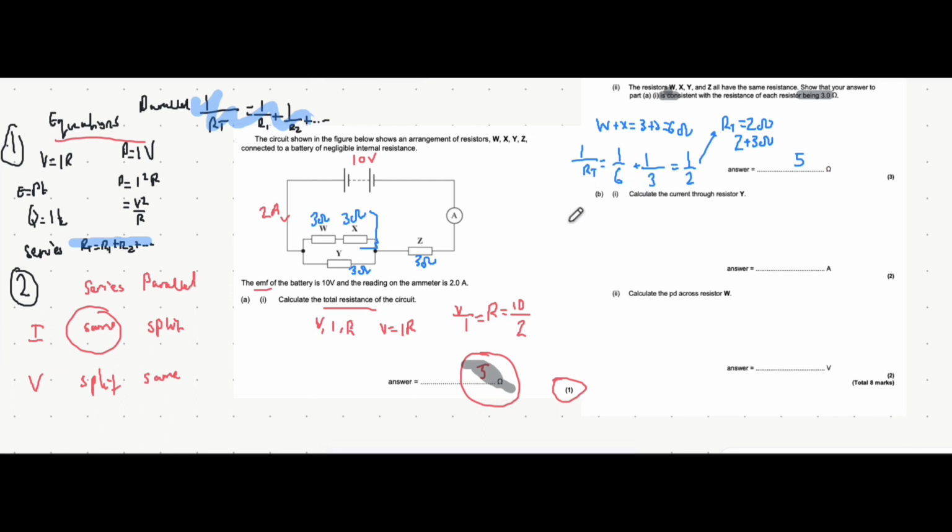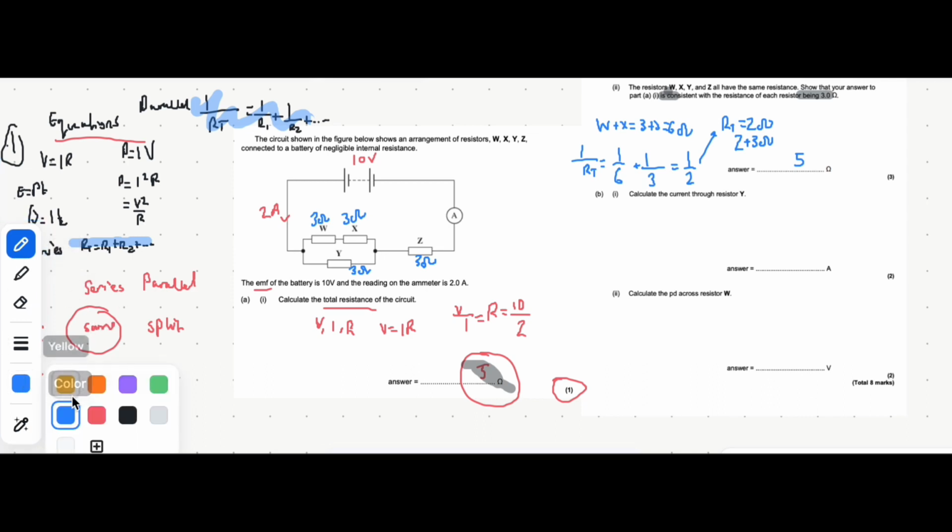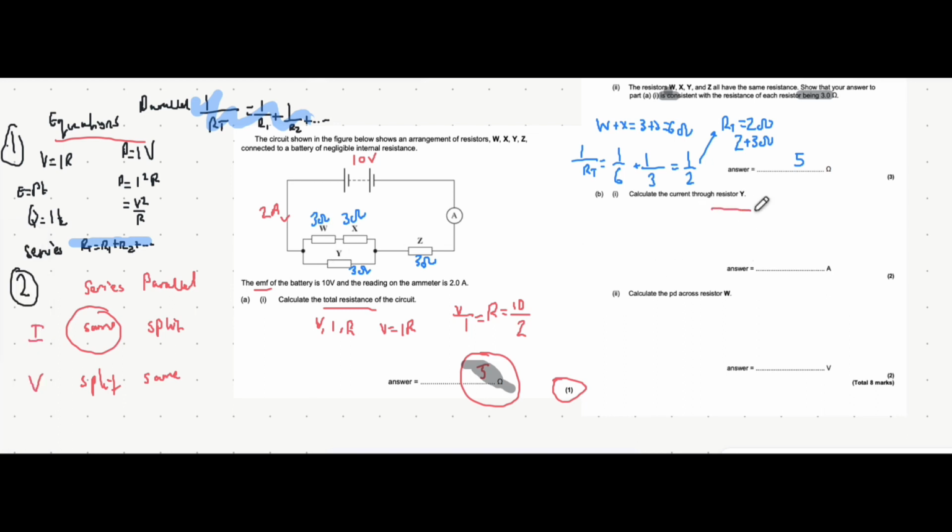Now B part I, this is where it gets quite a bit more difficult. Okay, let's change the pen color again. So it's asking for the current through resistor Y. So we know the current flowing through the battery and into this junction is 2 amps. But we also know that because it's a parallel sort of junction, the current is split up. Now, how is it split up?